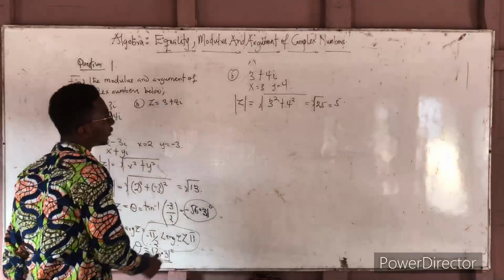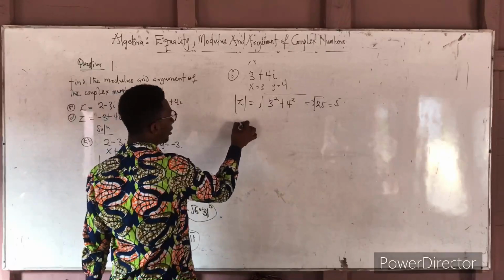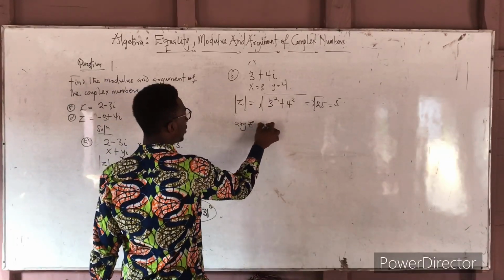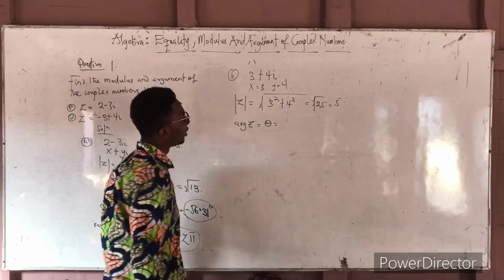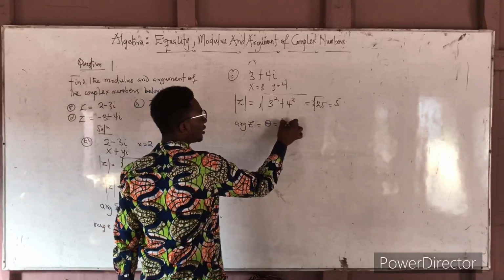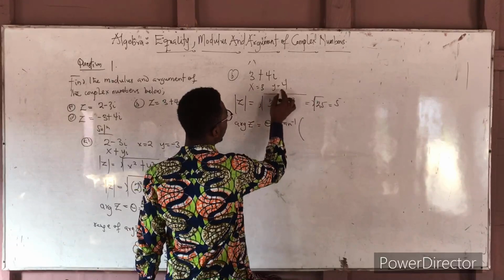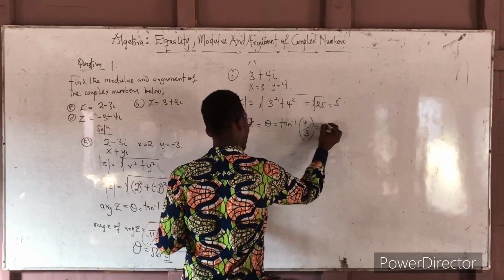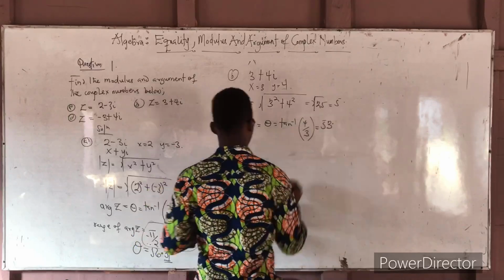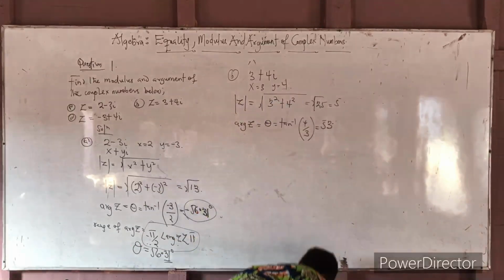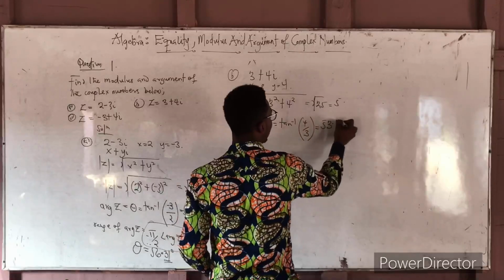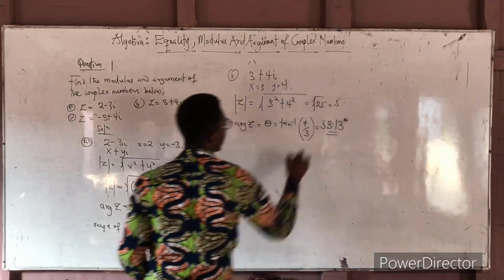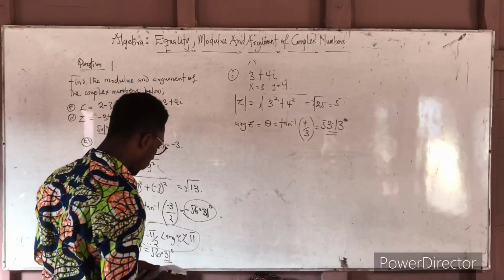5. Okay. Now how do you find our argument? The argument of z, which is the same as the theta, is therefore equal to the tan inverse of y, which is 4 on 3. And when you do this, you are getting 53.13 degrees.